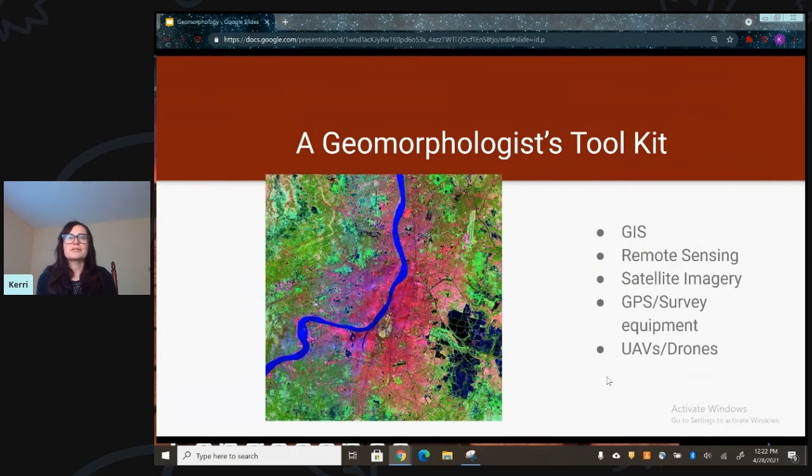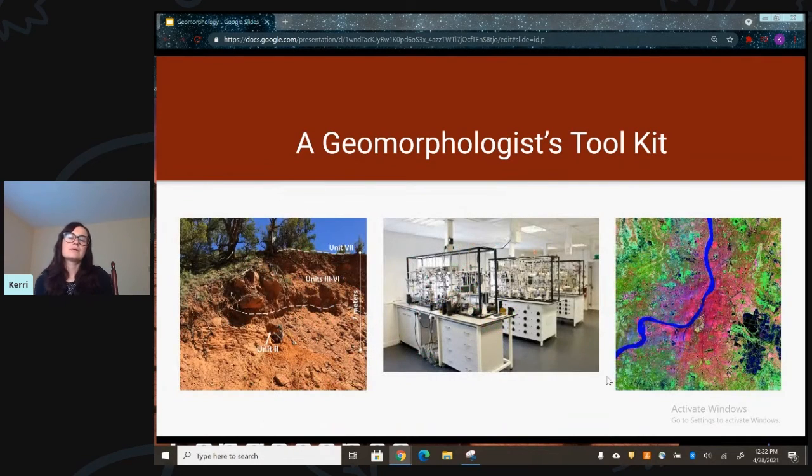Since geomorphologists are interested in landscape scale studies, things like GIS, remote sensing, satellite imagery, and GPS are all really important tools. Drones are really useful to collect high-resolution aerial imagery. Most geomorphologists will use a combination of many of these tools to characterize and interpret a landscape.